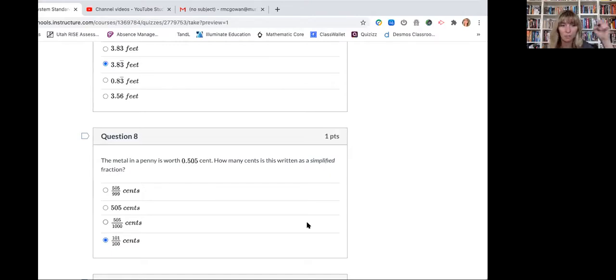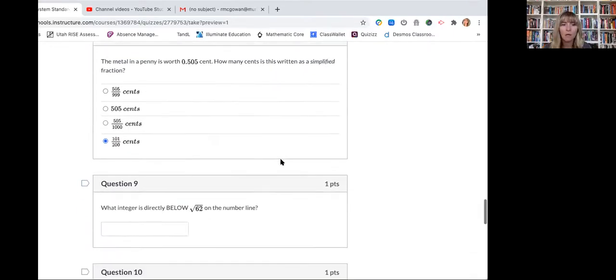But those students that actually took the time and wrote down 505 over 1,000, their brain took a little longer to process it, and therefore they went, ooh, I have time to remember. That can be simplified. It really helps. Write before you click.